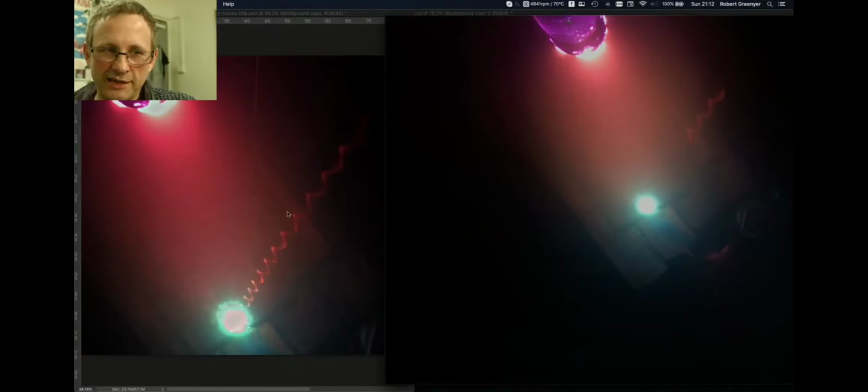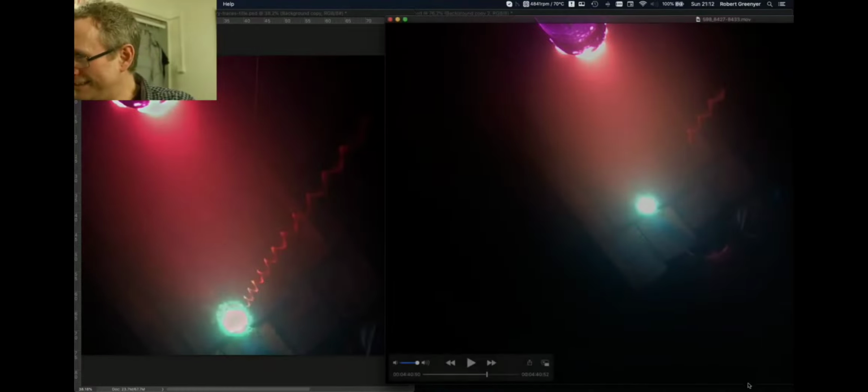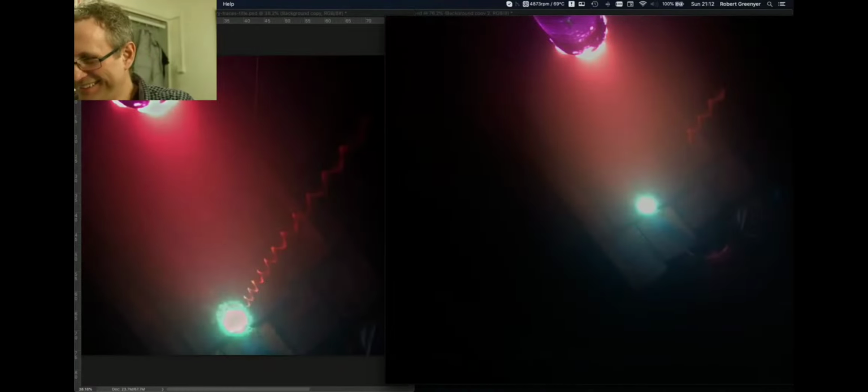Now I want you to look at this and hold this shape in mind, because I'm going to show you something, and I have to dig it out first. But I'm going to show you something.